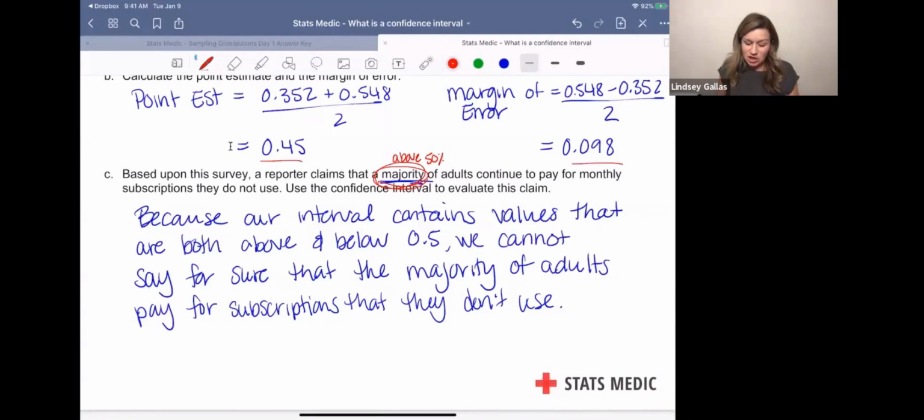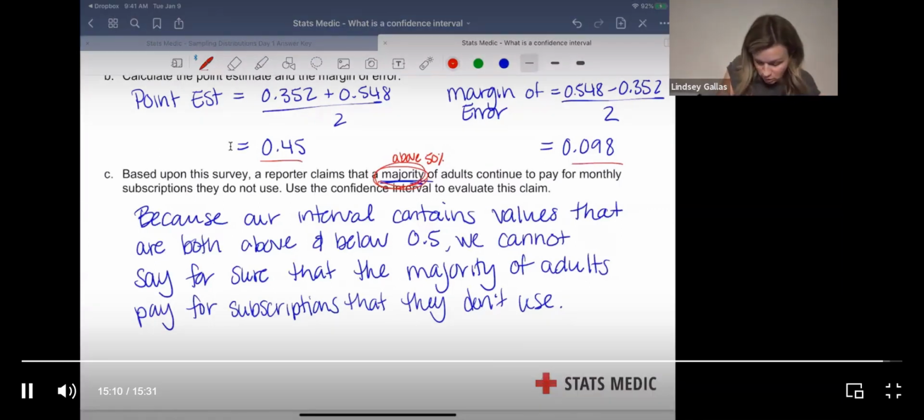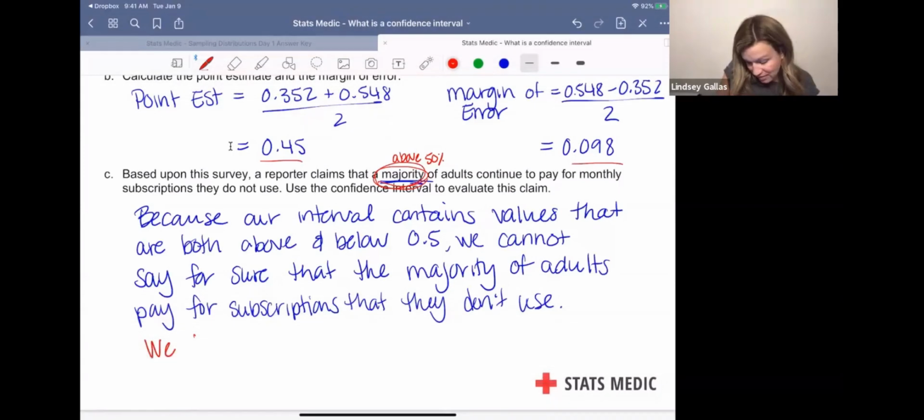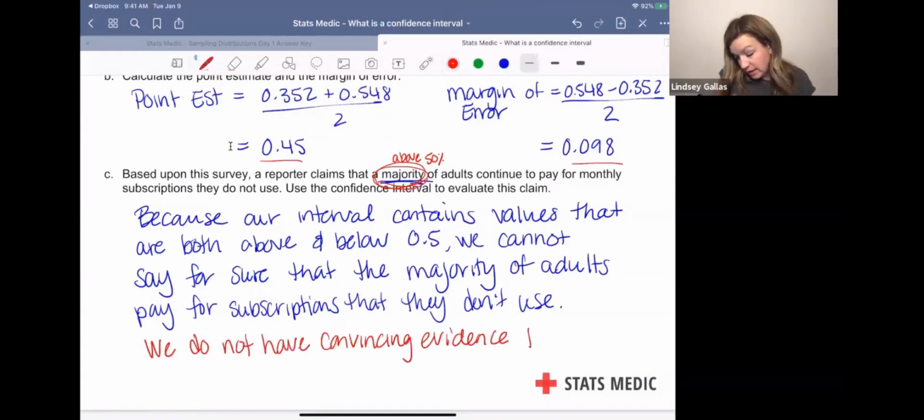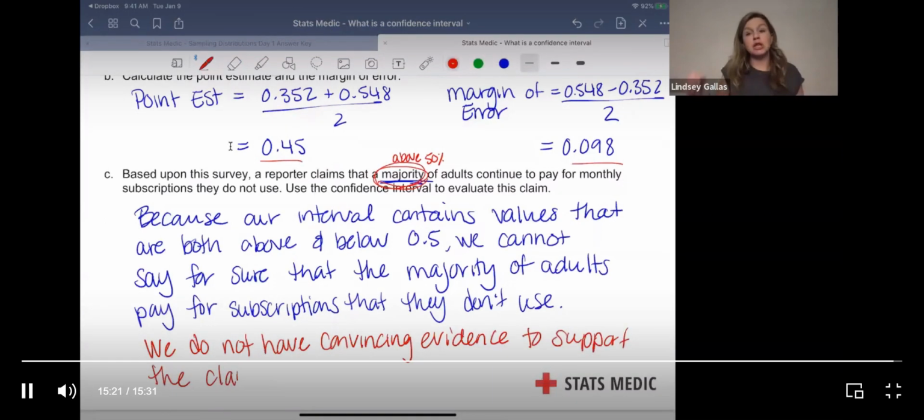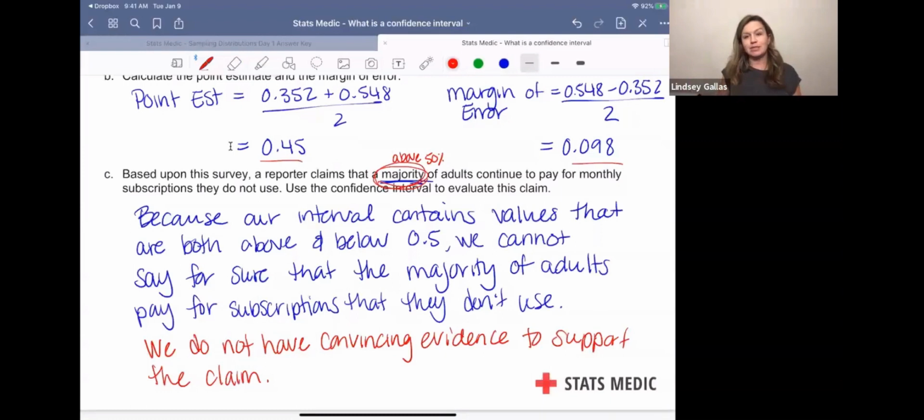So in this case, the decision I made is, well, I can't support this claim, or in other words, we do not have convincing evidence to support this claim. It is plausible that actually below 50%, or less than the majority, have subscriptions they don't use.